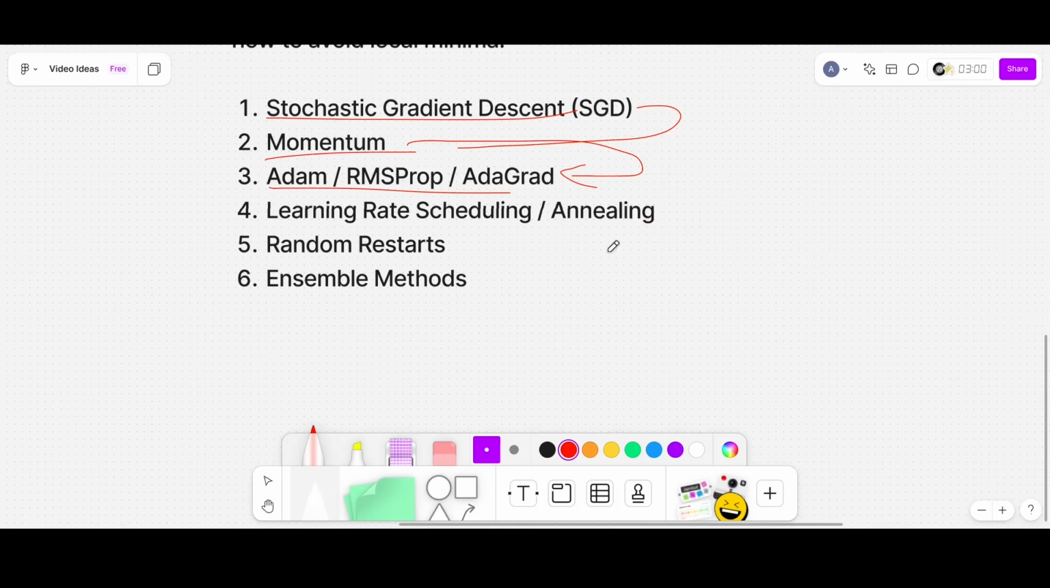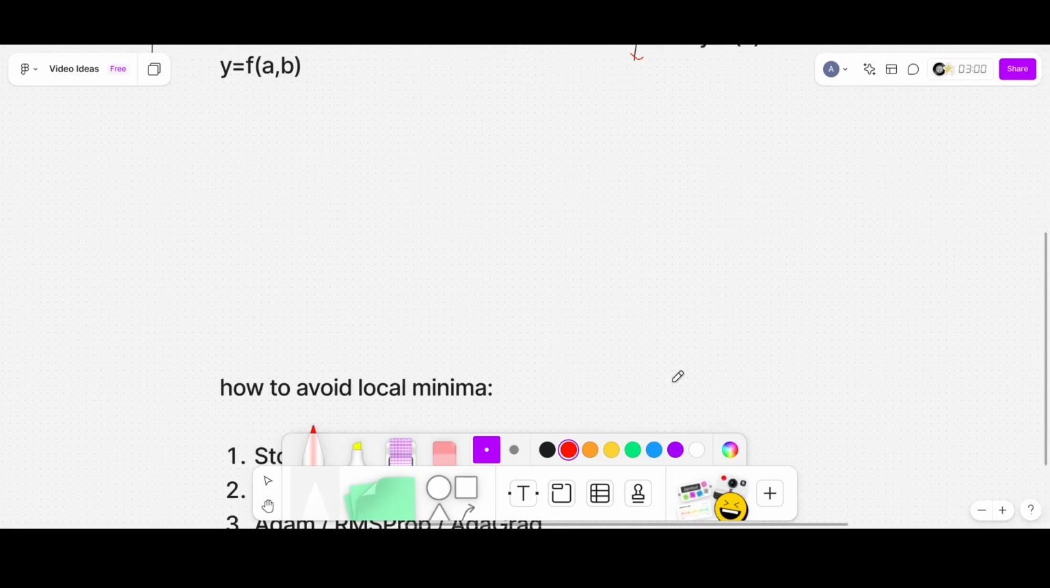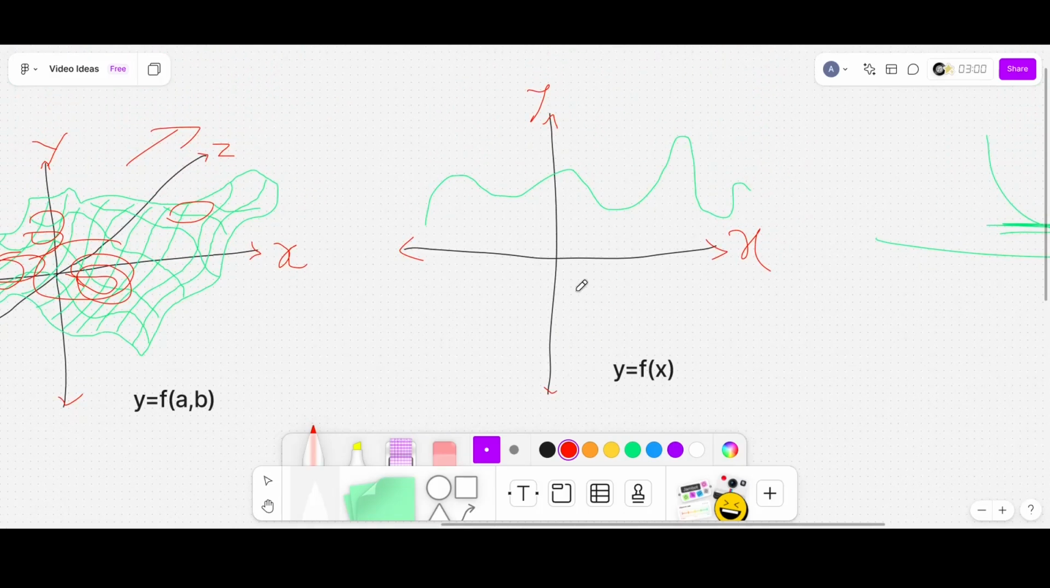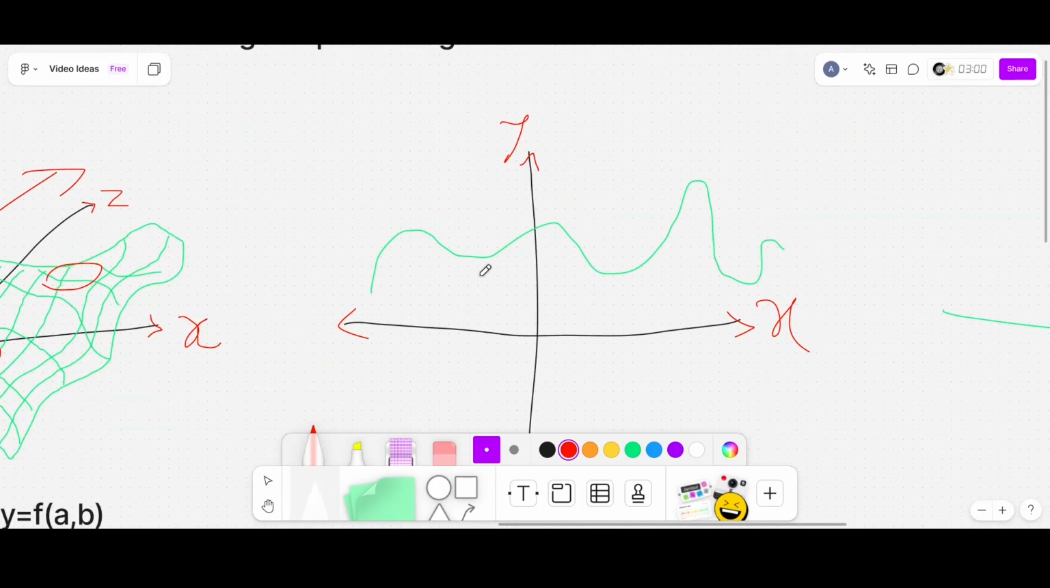Now, a particular method that catches my attention is random restarts. What does random restart mean? Random restart basically means that you start optimizing, basically you reinitialize the model over and over again until your model starts from a point where it's reachable to the nearest minima. And in doing this, you luckily end up finding the global minima.